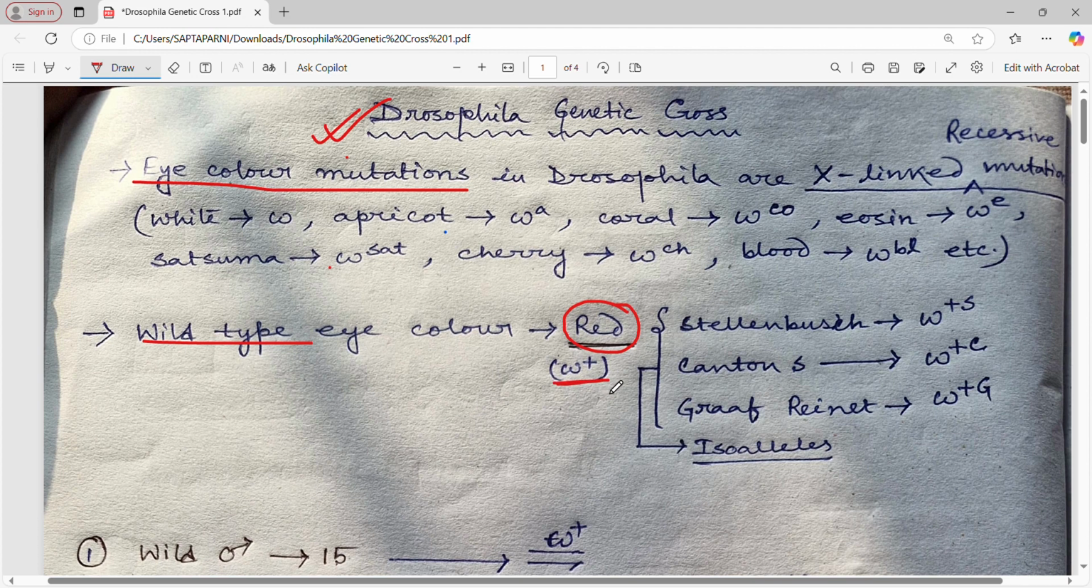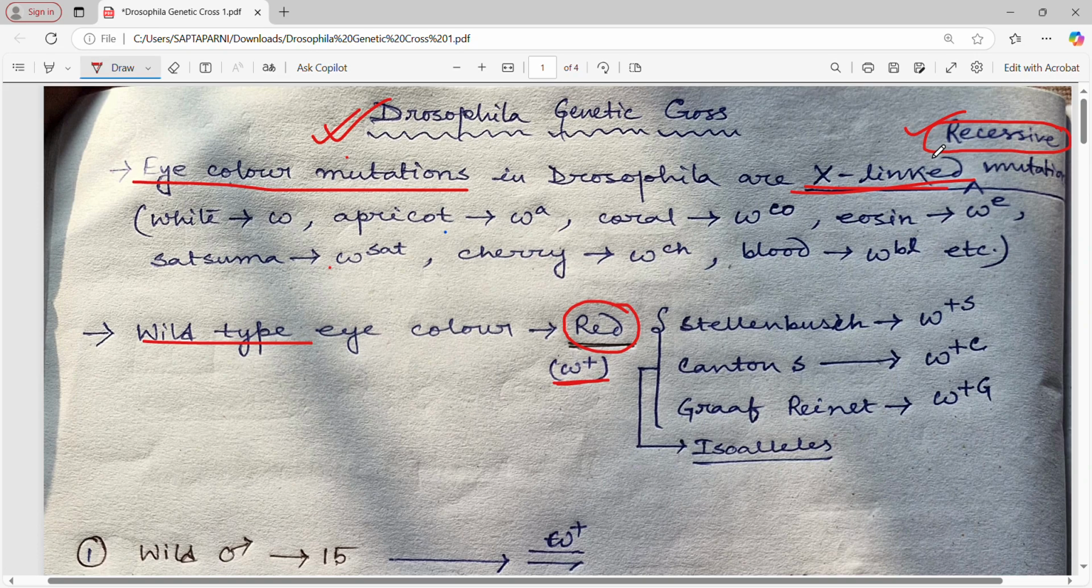Now, there are several eye color mutations in Drosophila. The W plus allele and its mutations are present in the X chromosome. So the gene responsible for eye color in Drosophila is present in the X chromosome. That is why eye color mutations in Drosophila are X-linked mutations, and specifically X-linked recessive mutations. As we all know, whenever a mutation is recessive in nature, it will only show its phenotype in its homozygous condition. That means when both the homologous chromosomes contain the same recessive allele, only then will the phenotype of that recessive allele be shown.